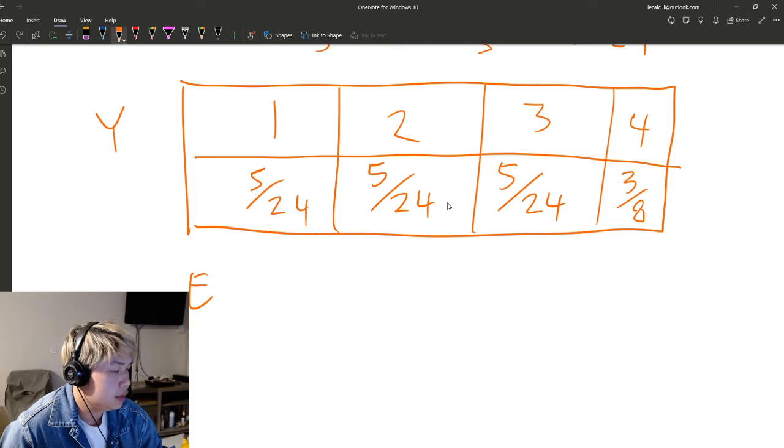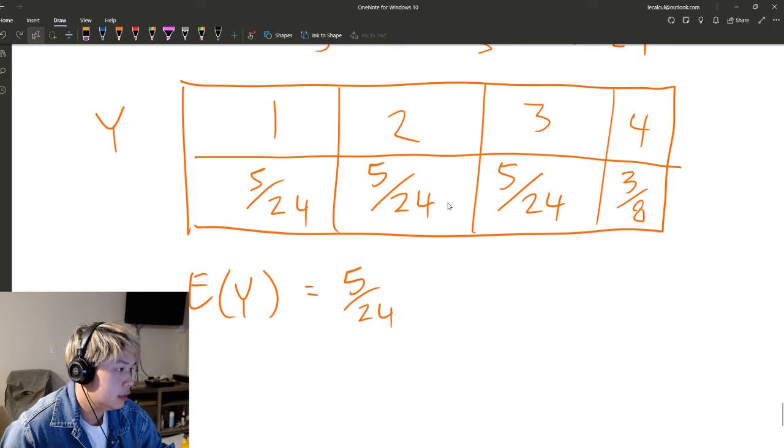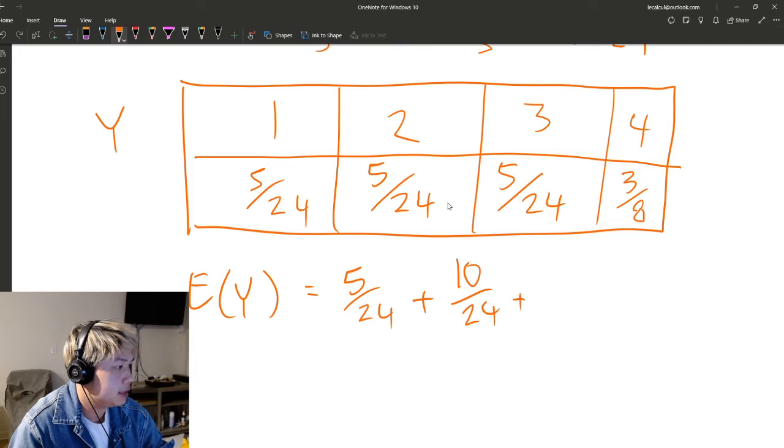We can pretty quickly calculate the expected value. This is going to be 5 over 24 plus 2 times 5 over 24, which is 10 over 24, plus 3 times 5 over 24, which is 15 over 24.